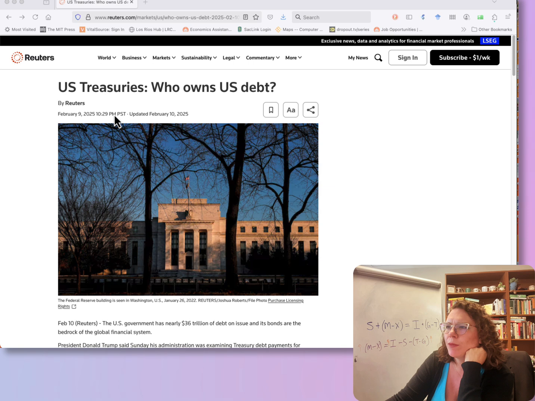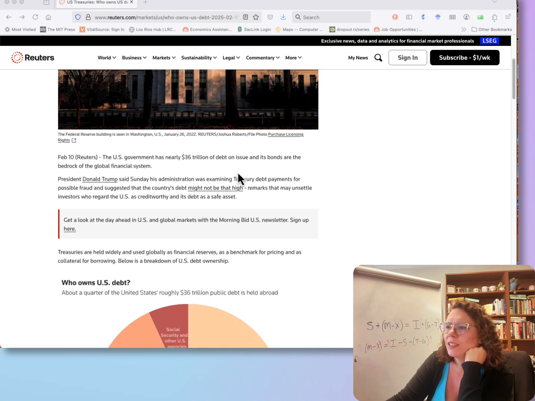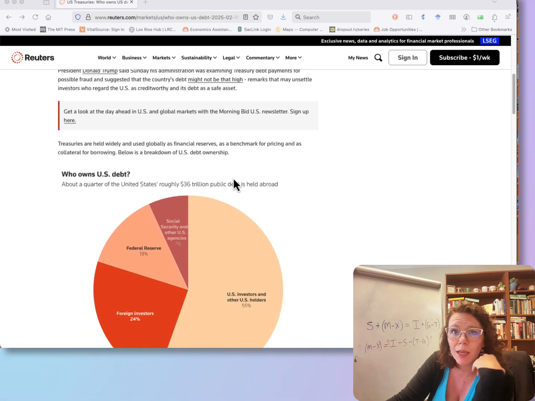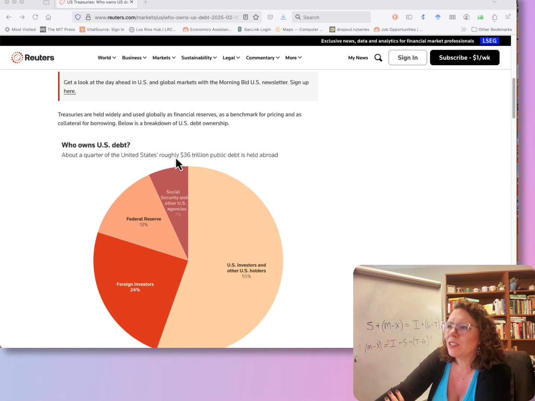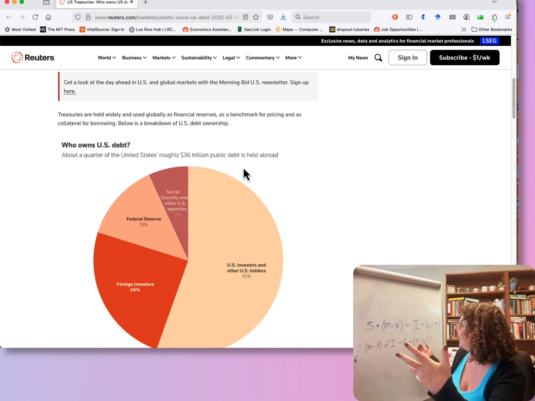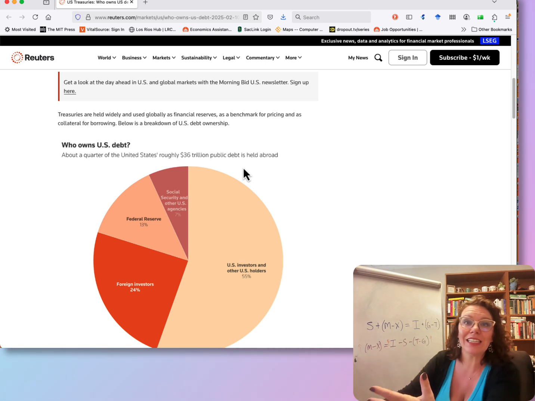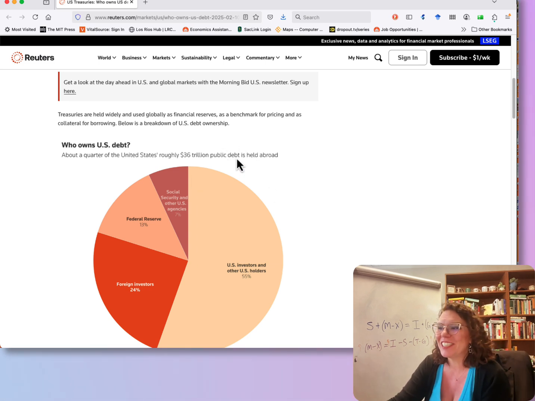This is from February 2025, who owns US debt, and these things do fluctuate over time because people are going to be buying and selling this debt over time, but it shows that the US does have $36 trillion, give or take, in public debt. That G minus T, right? That public savings is negative $36 trillion.